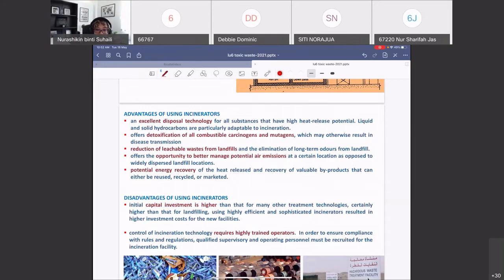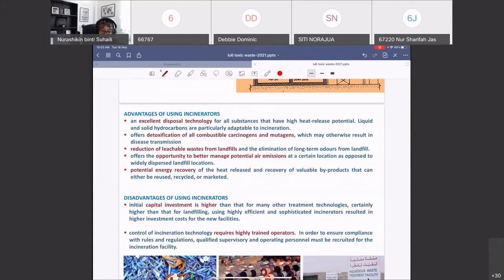Okay. And then reduction of leachable waste from landfills. So instead of disposing the materials at the landfills, if you opt for incineration, it can avoid the problems of leachable waste. Those are waste that leak into the ground. For example, if you dispose whatever the toxic materials at the landfill, at the end, those toxic will go through the ground and it will eventually contaminate the groundwater, right? So those are the leachable waste. So instead of having that kind of situation, if you incinerate it, you can actually avoid the soil pollution.